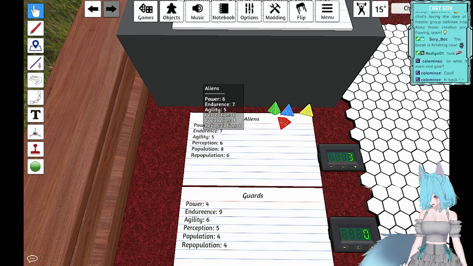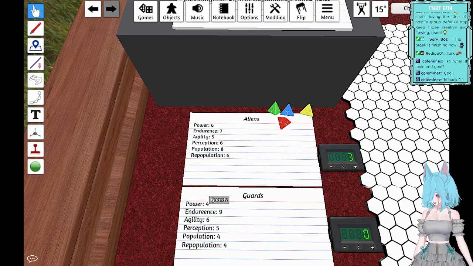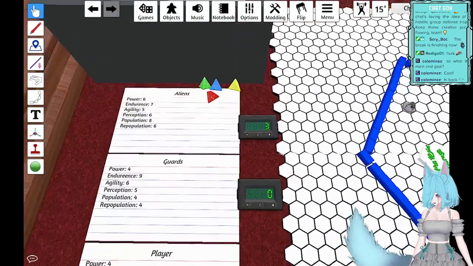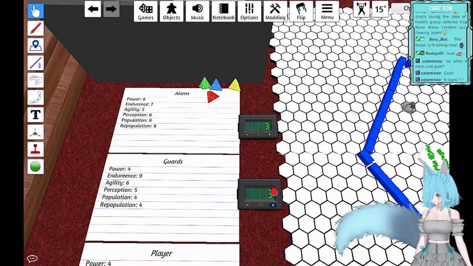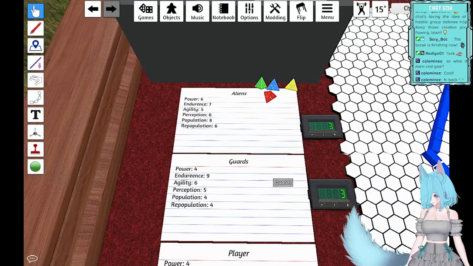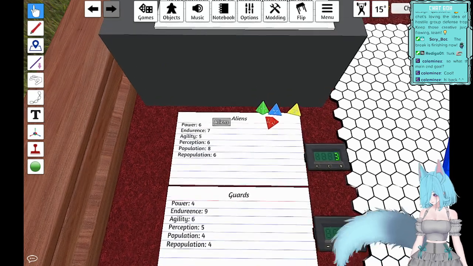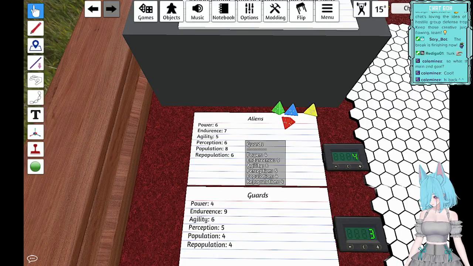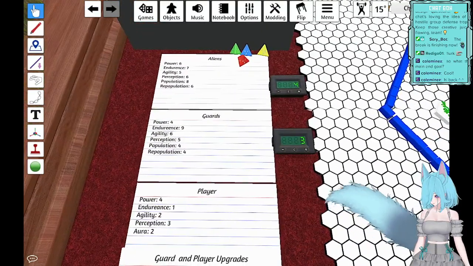Then, alien endurance against guard power. Guards lose 3 people. Agility, aliens lose 1. Perception, guards lose 1.